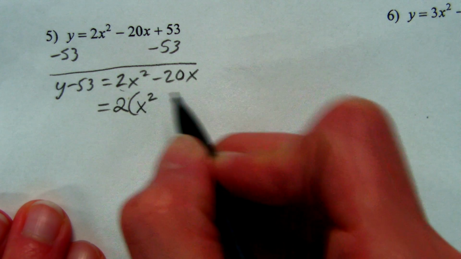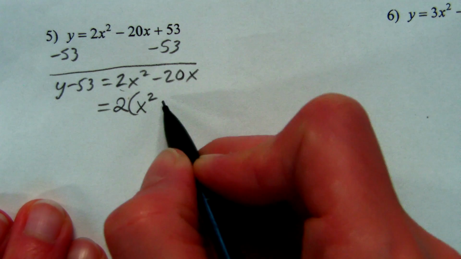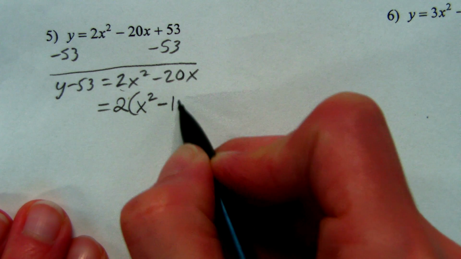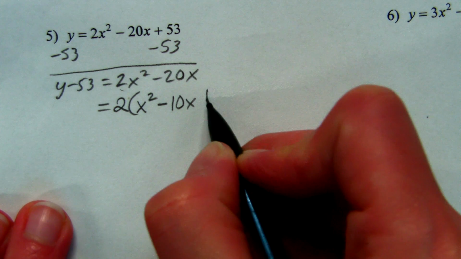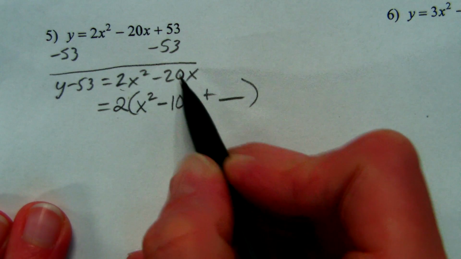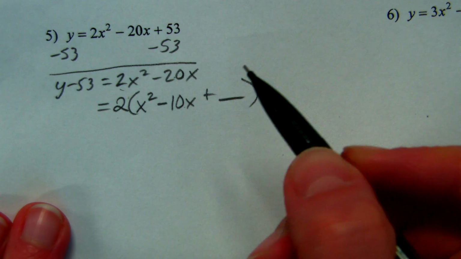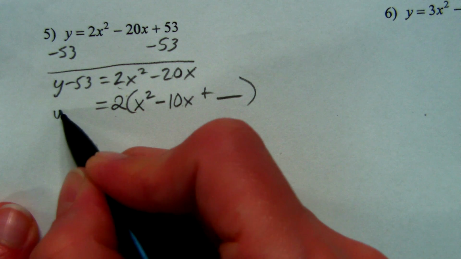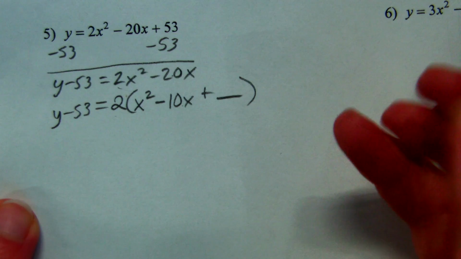So I'd have x squared, and then what would I do with the 20? Negative 10x, because 2 times 10 makes 20.